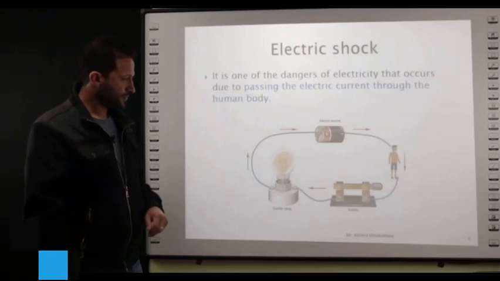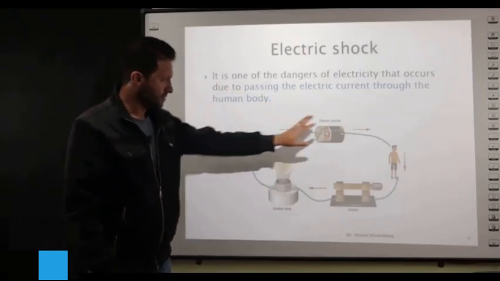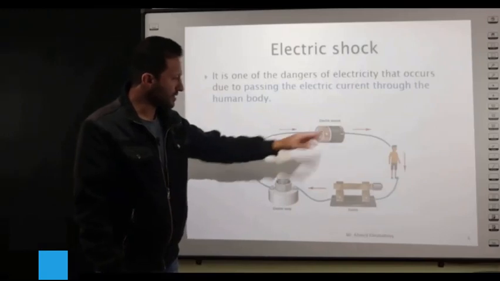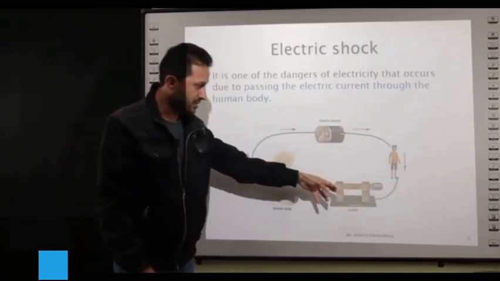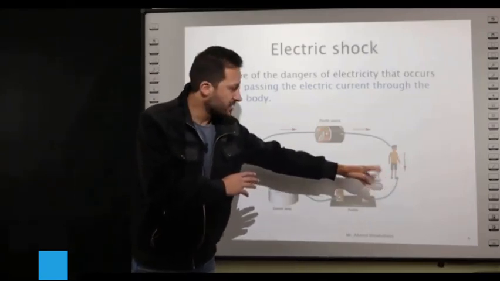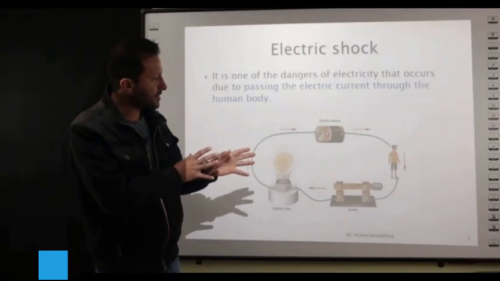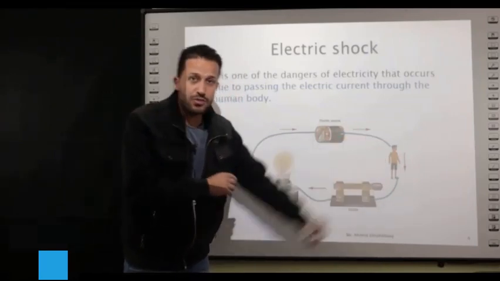Okay, as we see, this is a simple electric circuit. This is a battery or the source of electric energy. This is electric wires, lamp, switch. But in this figure, we put the human body in the circuit. And as we see in the figure, the electric energy passes through the human body.